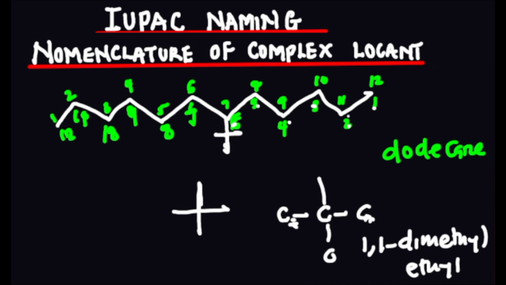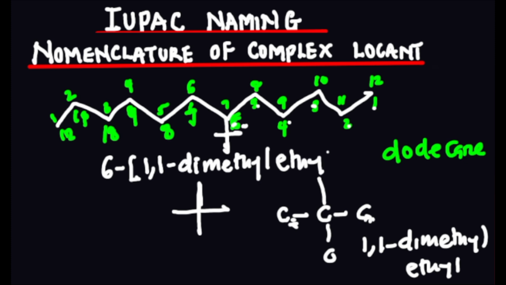So now let's come back here. Since what we are going to have here is basically 1,1-dimethylethyl, we're going to put it here. That's going to be at what position? At position 6, right? So this is going to be 6, open a bracket, 1,1-dimethylethyl, then you close the bracket, and you're going to have dodecane, right? So that's basically what you're going to have.